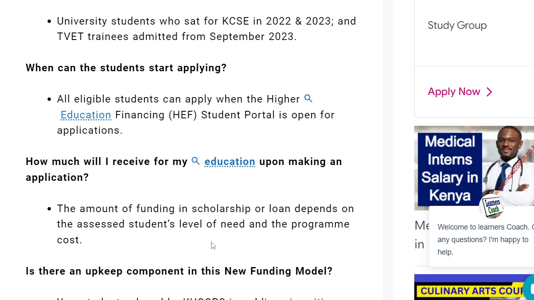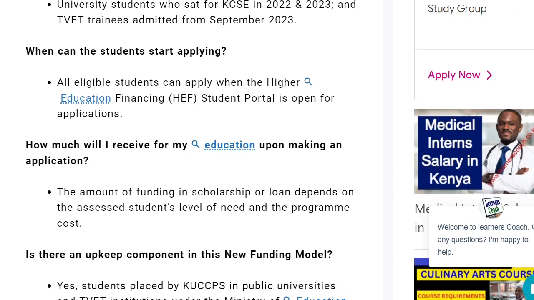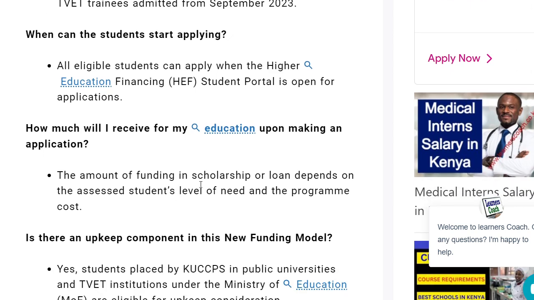Now, the other thing you need to understand about this funding model is how much will I receive for my education upon making an application? You remember I talked about the MTI, that testing instrument. The amount of funding in scholarship or loan depends on the assessed student's level of need and the program cost. So you should be aware of that.